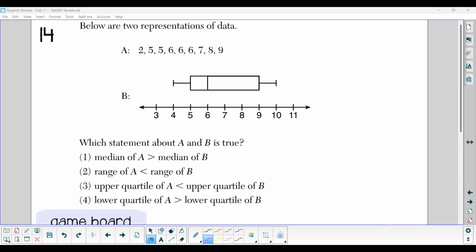So you need a calculator for this one. If you don't have a calculator at home, this one's going to be tough for you. So I'm going to share my screen real quick so I can enter this data for you if you don't have a calculator. So here we go.